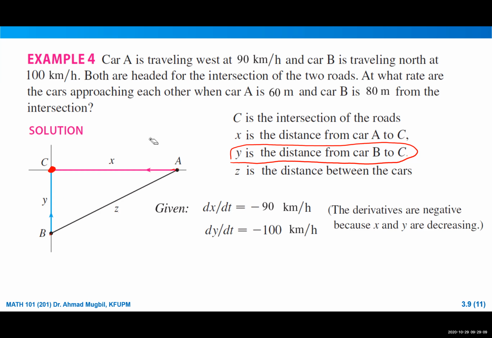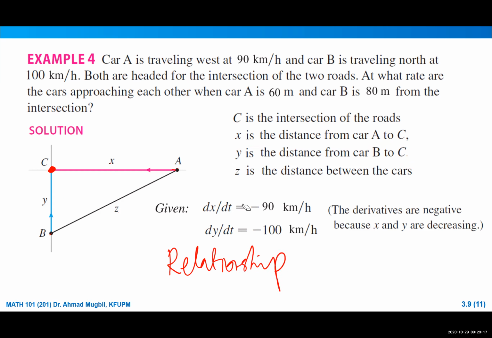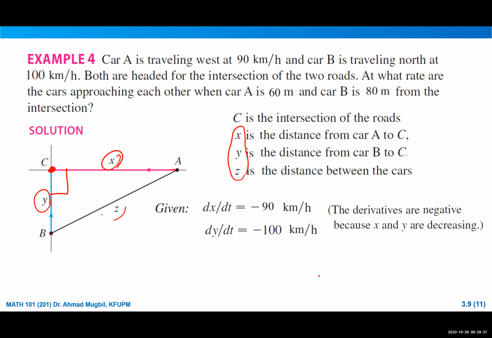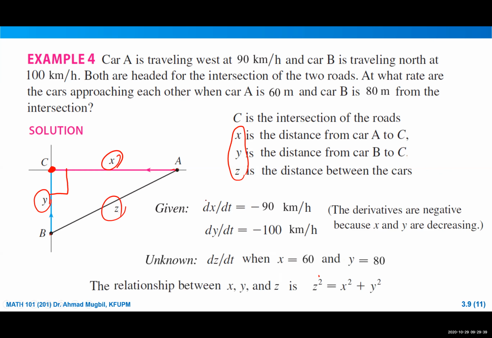Okay, now the most important step is: what is the relationship between the variables here? I have X, Y, and Z. What is the relationship between them? Pythagorean theorem. Pythagorean theorem, Allah bless you. We have, ya shabab, a right triangle, so the relationship between them will be what? X squared plus Y squared equals Z squared. So this is what is unknown. I forgot to mention it, but I mentioned it at the beginning. This is the relationship between them.